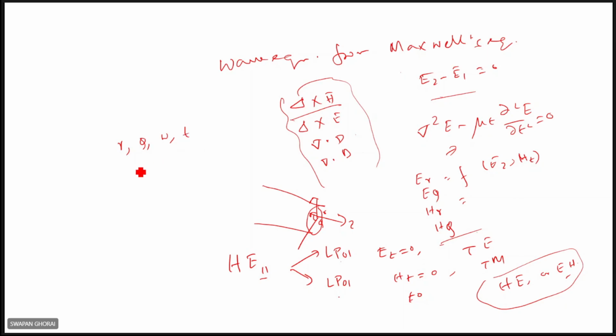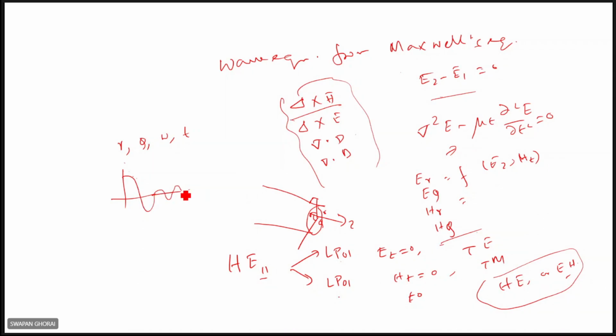So four parameters will be there, and we have seen this separation of variables. If you consider in terms of r only, then you'll get the Bessel differential equation, right? And that Bessel differential equation means the solution will be in terms of Bessel functions. So Bessel functions, we have seen, are oscillatory in nature, right?